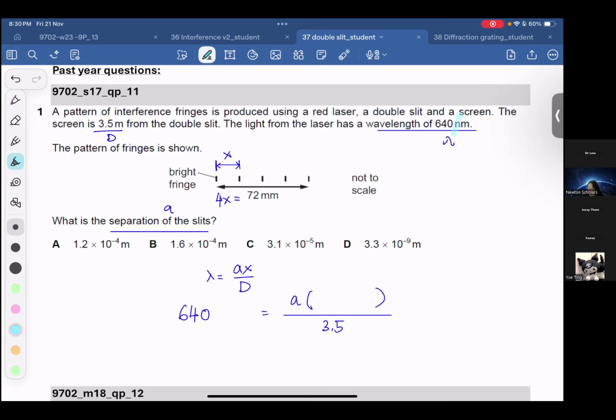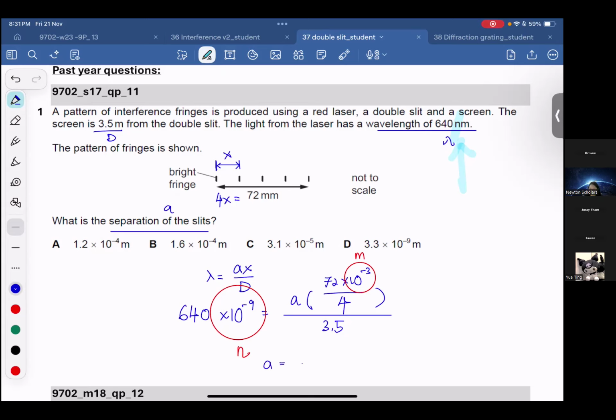Why I got so much space here is because, can you see? This is nano. Nano is times 10 power of negative 9. So what is your X here? Should be 72 times 10 power of negative 3 divided by 4, because 72 is 4X. This times 10 power of negative 3 is because this is milli, 72 millimeter. Actually, just apply the formula, but you have to be careful with the prefix. Answer, yes, Wesley, correct. Answer is 1.2 times 10 power of negative 4 meter. Answer is A.